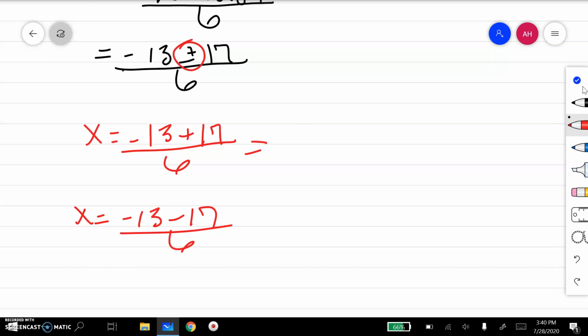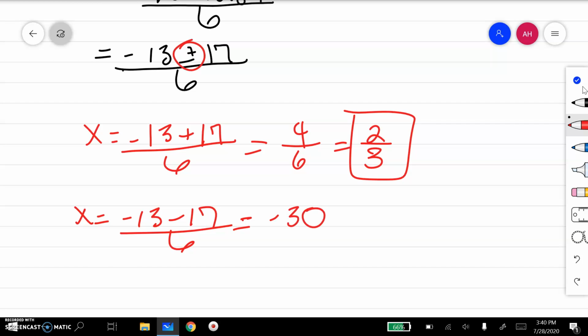So negative 13 plus 17 is 4 over 6, which reduces to 2/3. So that's one of our answers. The other one, negative 13 and negative 17, gives me negative 30 over 6, which is negative 5. So those are both your answers. You could have gotten the same thing by doing factoring. If you didn't notice that it factored, then of course the quadratic formula gives you the same answer.